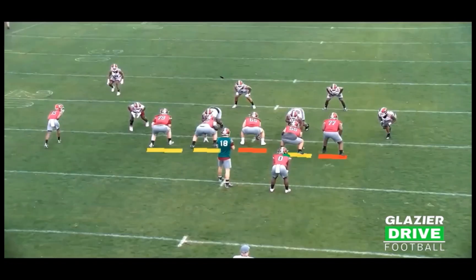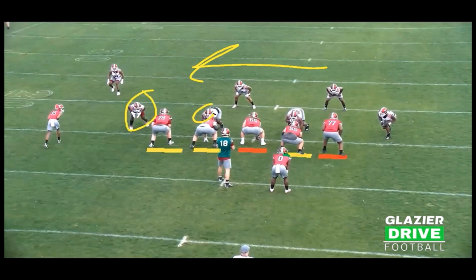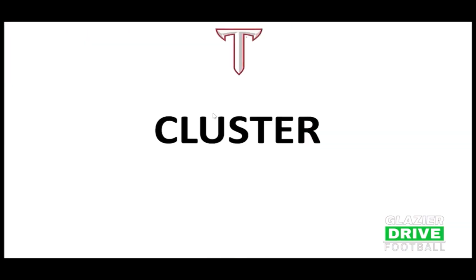Again, we're running 4-12. So now this means we're covered. We're running to the left. Our left tackle has somebody in his gap, so he's covered. Same thing for the left guard. He's covered. And our right guard is covered because there's somebody in his gap. So uncovered or covered.